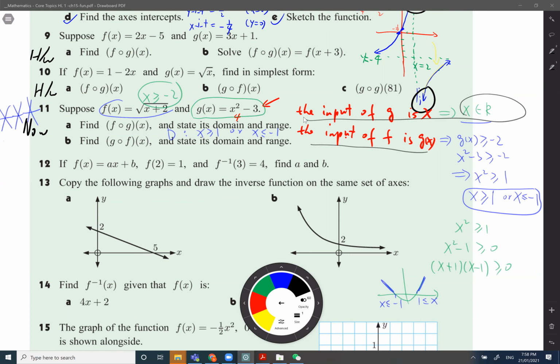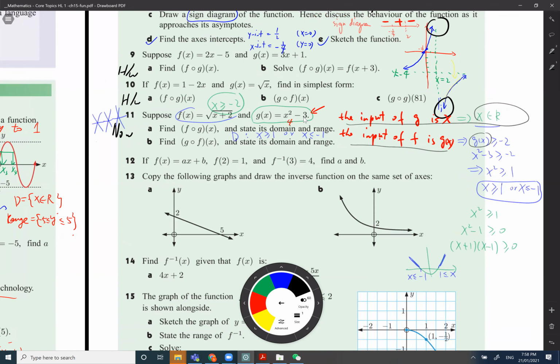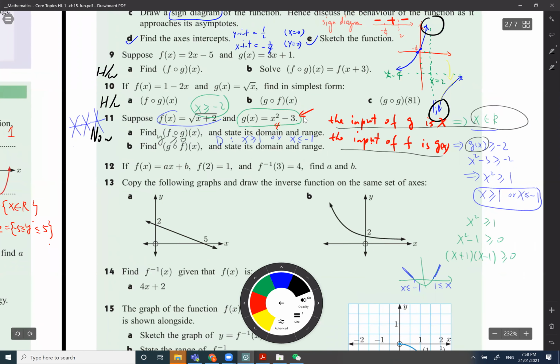Because this g(x) is always bigger than or equal to -2, based on here, the overall range is just bigger than or equal to 0. For range, just bigger than or equal to 0. We need to check again. Why is the range always bigger than or equal to 0?